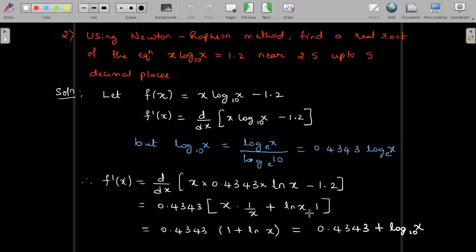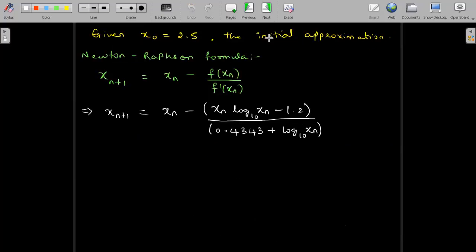While finding f dash of x, it is not compulsory to convert to the base 10. You can as well consider 0.4343 into 1 plus log x to the base e. But I felt it is convenient because the function f of x is already to the base 10. So we can leave f dash also to the base 10, such that it will be convenient to type in the calculator. So in the calculator, log itself. Now we can start doing successive iterations.